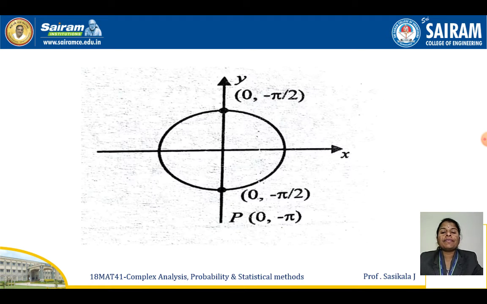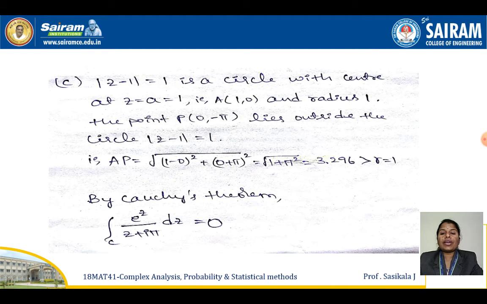You can see that in this graph: the point (0, -π/2) is marked everywhere, so approximately (0, -π) will be here. It is supposed to be outside. Clear? Now you can go for the third part.